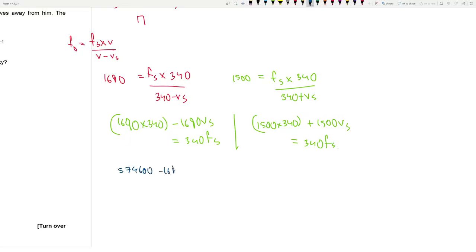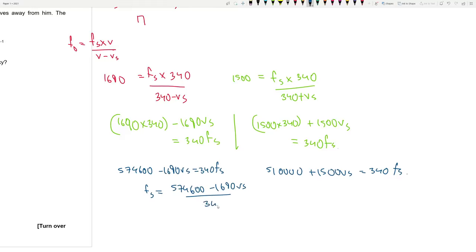574600 minus 1690 Vs is equal to 340 Fs. And here 1500 into 340, that's 510000 plus 1500 Vs is equal to 340 Fs. We want to get rid of Fs, right? So let's make Fs the subject here. Fs is equal to 574600 minus 1690 Vs divided by 340.